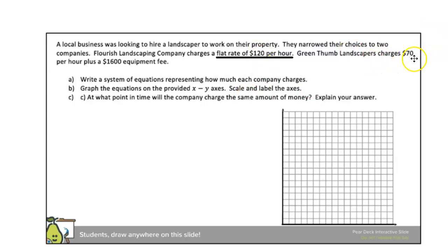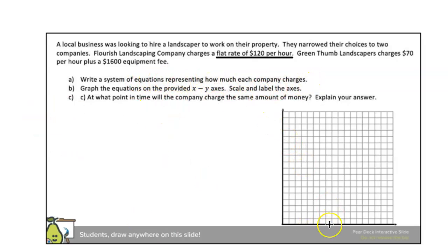Green Thumb charges $70 per hour plus a $1,600 equipment fee. So cheaper per hour, but more upfront, right? This is an upfront cost that doesn't have to be paid over and over again for every hour. They pay it once and that's it. So first, let's write a system of equations representing how much each company charges.